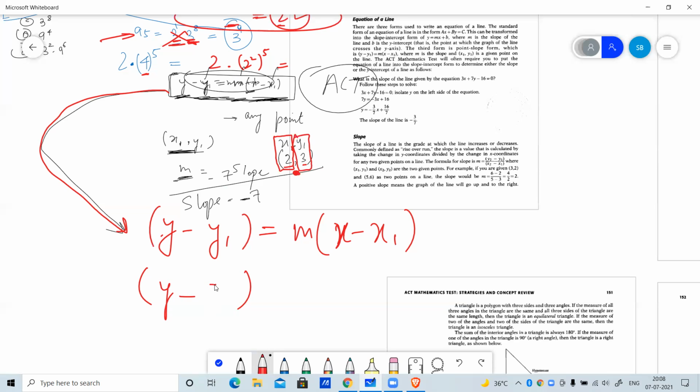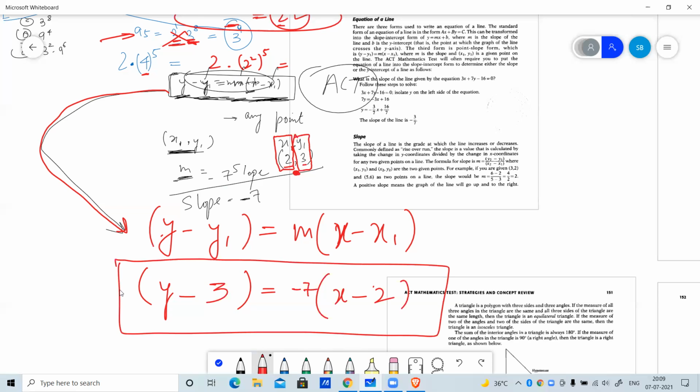So y minus 3 equals, how much is the slope given in the question? Negative 7, right? Negative 7 times x minus x1. You'll keep x as it is, minus, how much is x1? 2. So this is the point slope form of this equation, which is passing through the point 2 comma 3 and has a slope of negative 7.